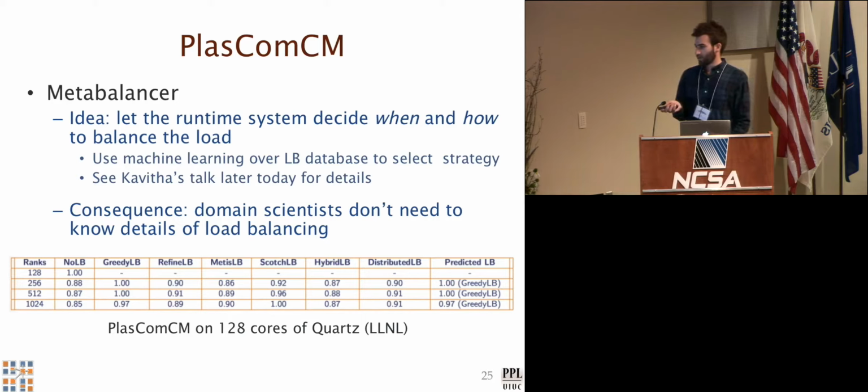On the third one, with 8 times overdecomposition, Scotch LB, which takes into account the communication graph, actually performed best. But we were within 3% of that with greedy LB. So we didn't choose the best one, but we still chose one of the best strategies. And so the consequence of this is that domain scientists don't have to know the details. We can do a pretty good job based just on the load balancing database and learning over that.